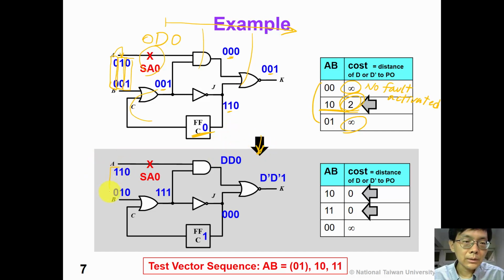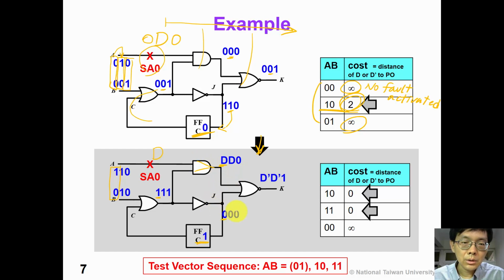Starting from 1 0, we will try to simulate it again. Now the flip-flop is 1. This is a continuation from the previous test vector. So the OR gate output would be 1, and the fault is activated and also propagated through this AND gate.